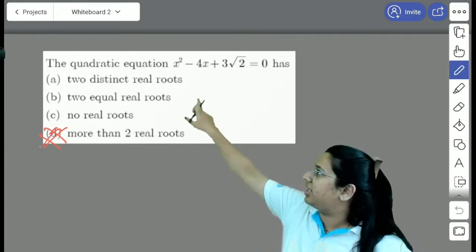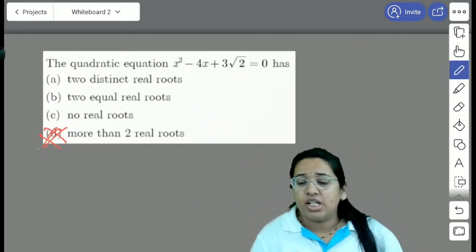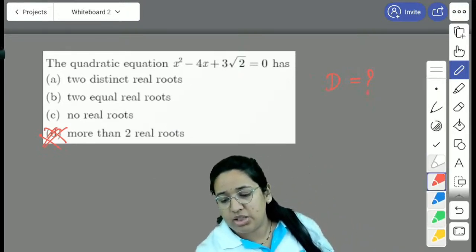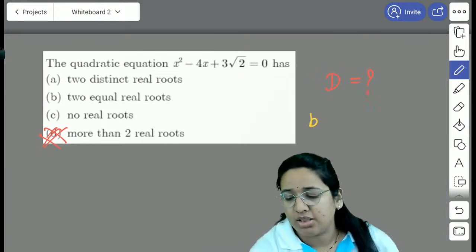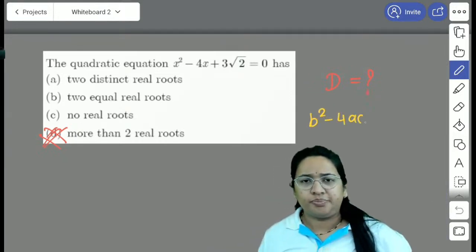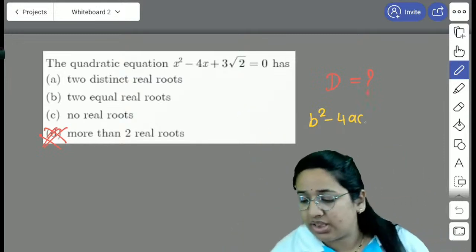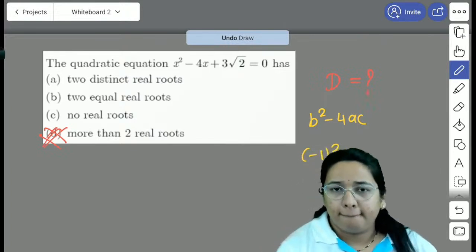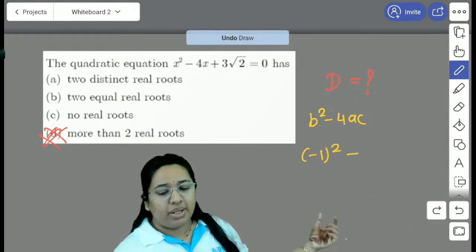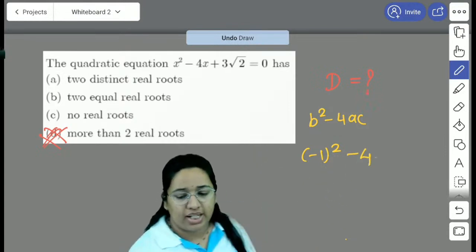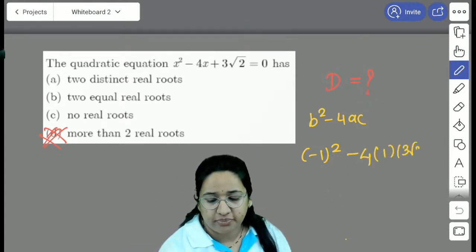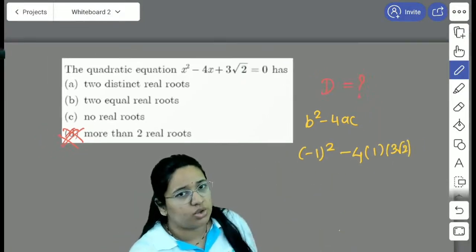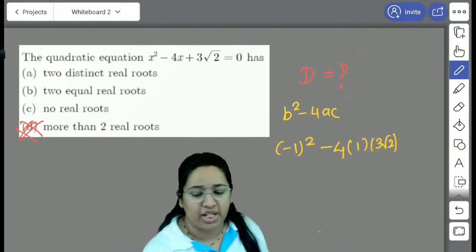And to check what the answer will be, we have to find the value of the discriminant, where D is given as b square minus 4ac. So b is nothing but the coefficient of x. It will be minus 4, sorry, and minus 4 times a, that is 1, into c. I just have to check whether it will be positive, negative or equal to 0 so that we can say what the actual answer is.